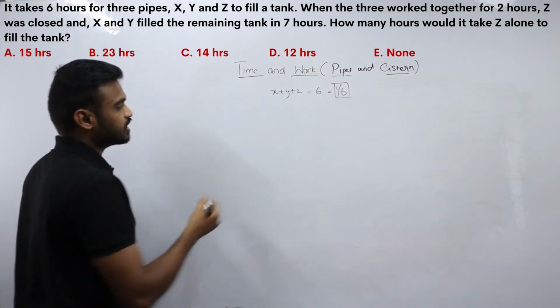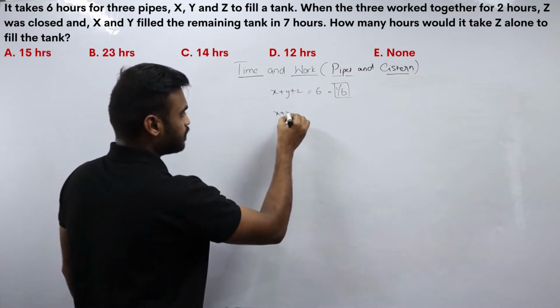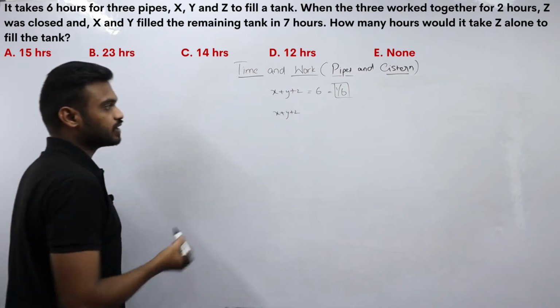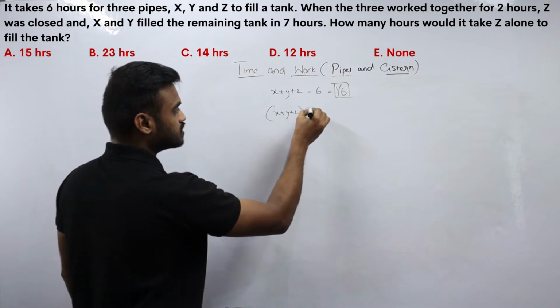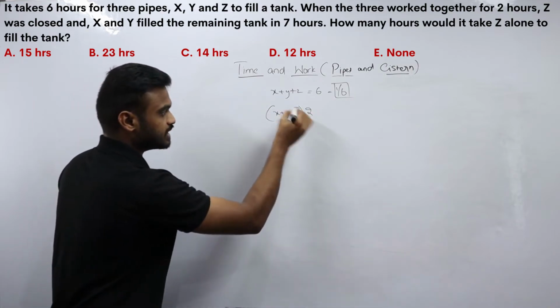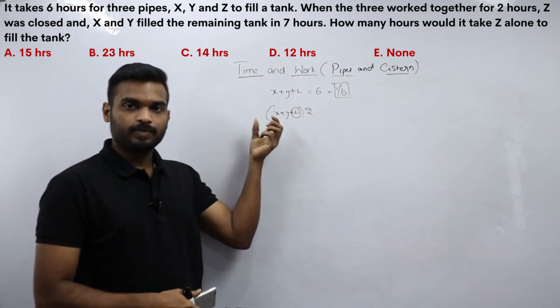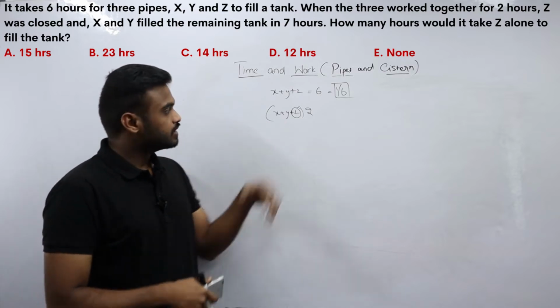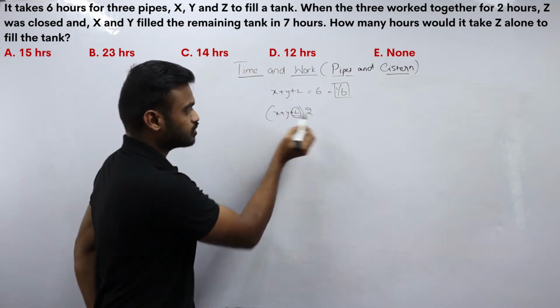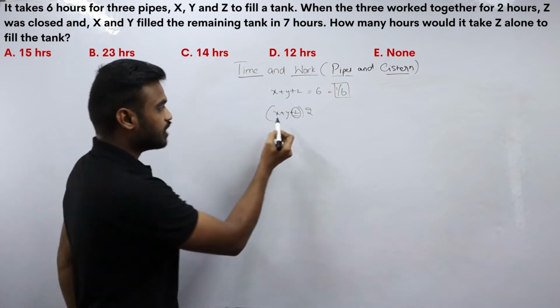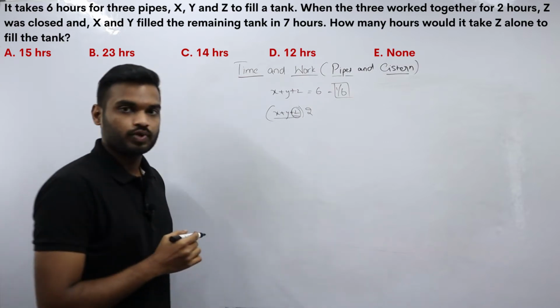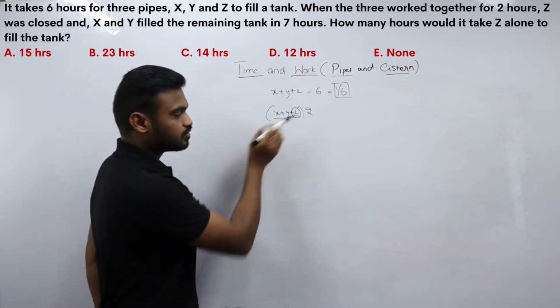Now they are also saying that X plus Y plus Z started to work together, and after 2 hours they closed Z. So X plus Y plus Z started together, then after 2 hours Z was closed. So up to 2 hours they worked together.